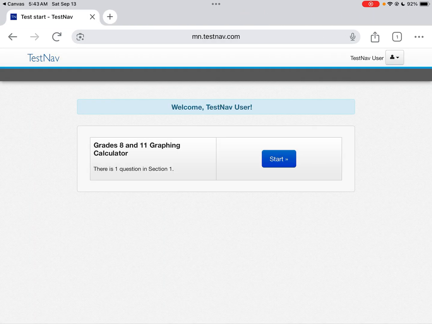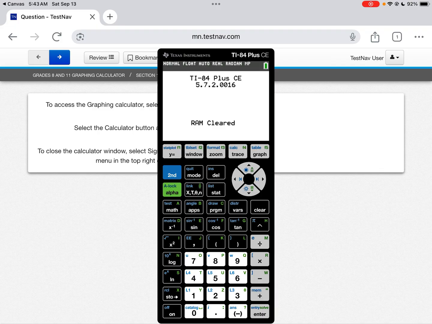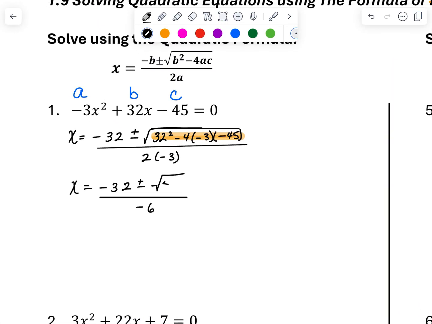And then in your calculator, go to Canvas, go to calculator, and let's get rid of all those other ones. In our calculator, we are going to put b squared, so b was 32, close in, square it, minus 4 times a, which was negative 3, times c, which was negative 45. And we get 484.